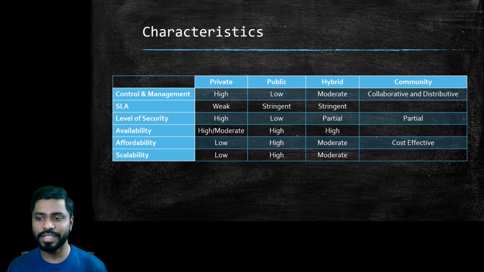Whereas in community cloud, it will be collaborative and distributive, because it's not you alone controlling it. Along with you, there are a few more organizations that have control over the cloud environment. So I hope you understand the first characteristic, the control and management perspective, and how these 4 cloud environments work.